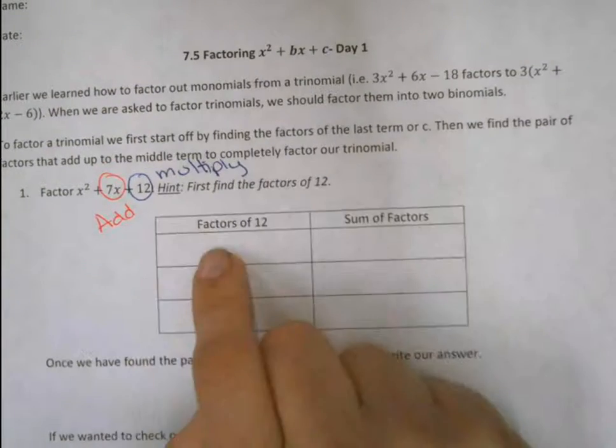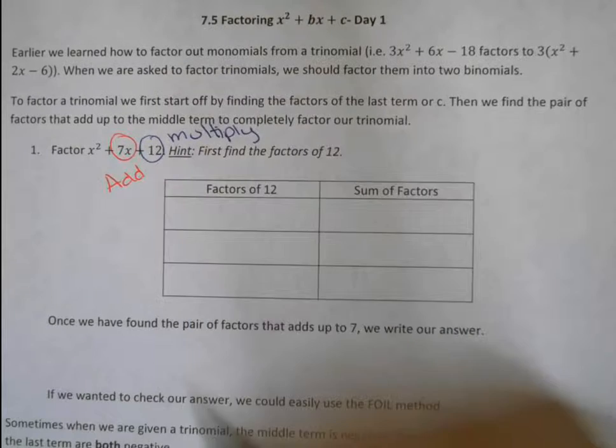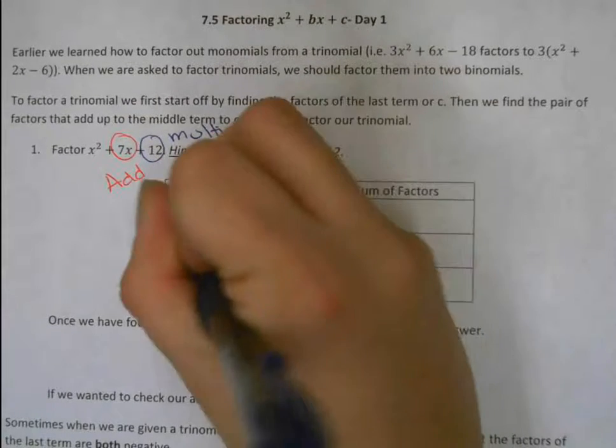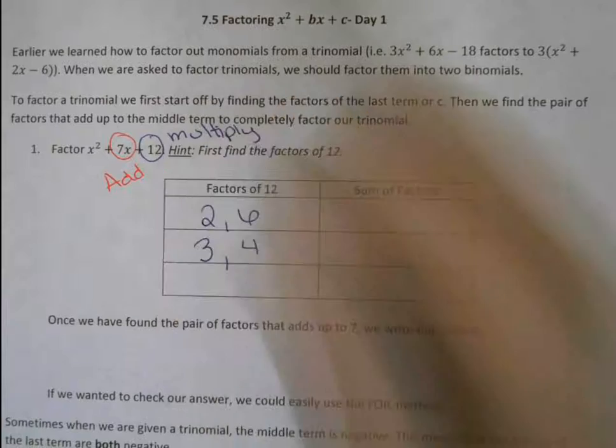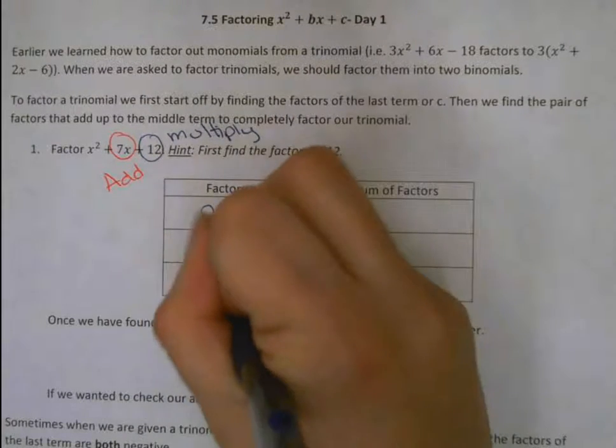So I'm going to list my factors of 12 over here on the left side. What numbers multiply to 12? 2 and 6, 3 and 4, and there's one more. 1 and 12. Okay.